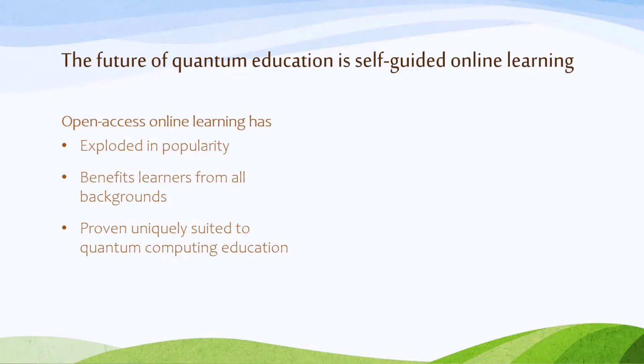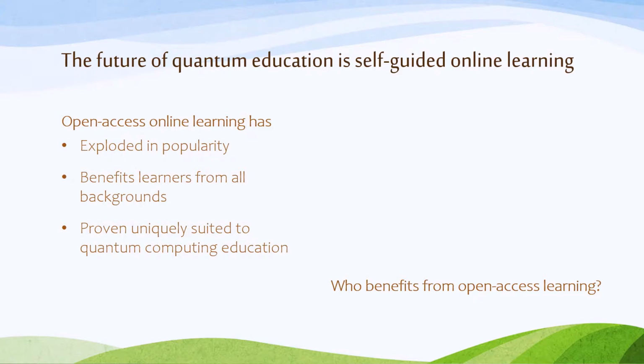Instead, how you can start learning about quantum computing even before universities adjust, which I think will take many years until we have quantum majors and minors, is through open access online learning. You can just learn a lot regardless of your background. And I think it's uniquely suited to quantum computing education because of this interdisciplinary nature. So you can choose to explore the topics that you want to explore. And of course, open access learning has exploded in popularity in recent years.